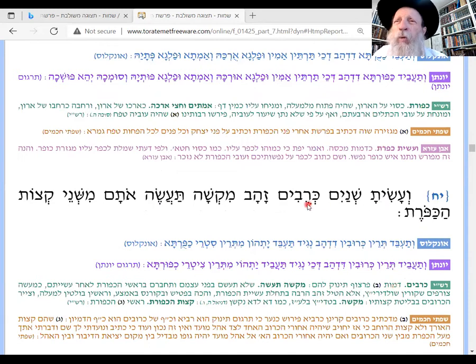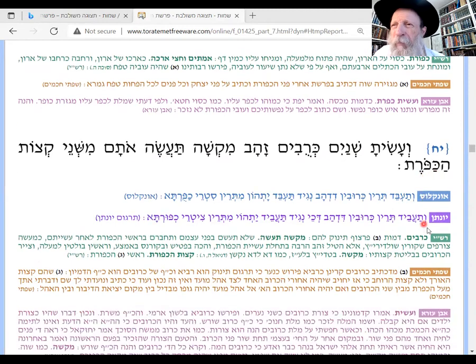And you should make 2 Kruvim, 2 like faces of angels made of gold, miksha, pounded out, from the 2 ends of the Kaporet. It says that they were like a child. Rashi says it was like the image of a child, and it should be miksha, it should be pounded out.